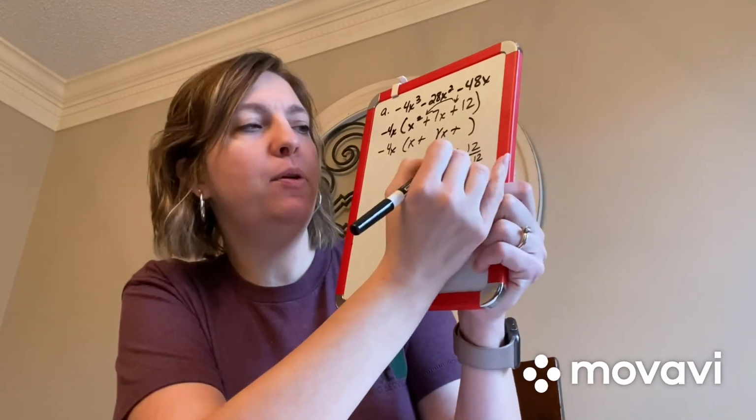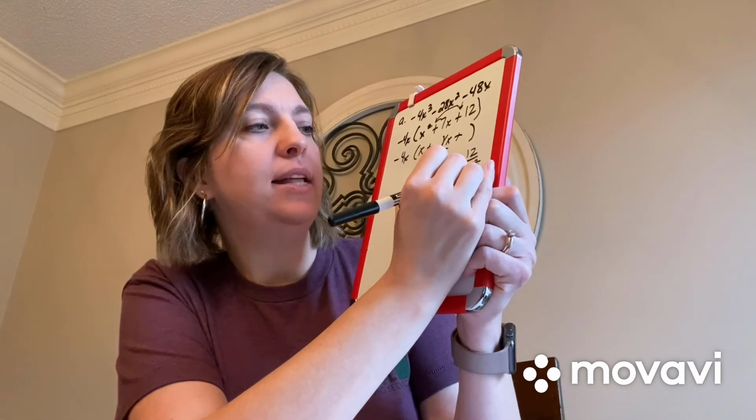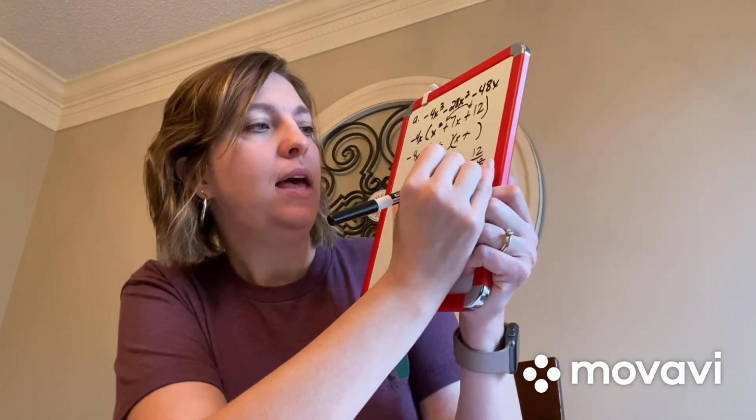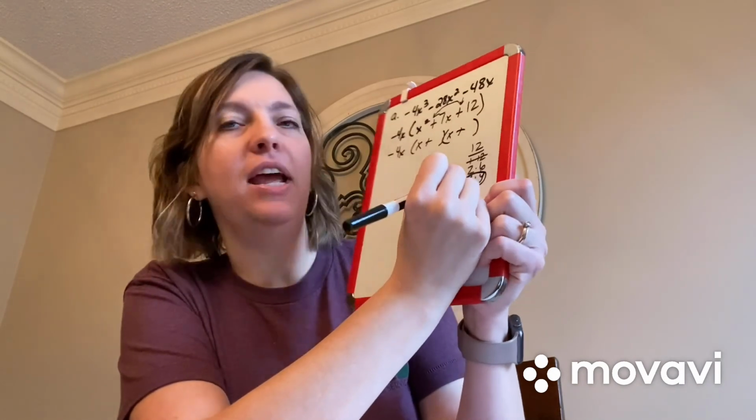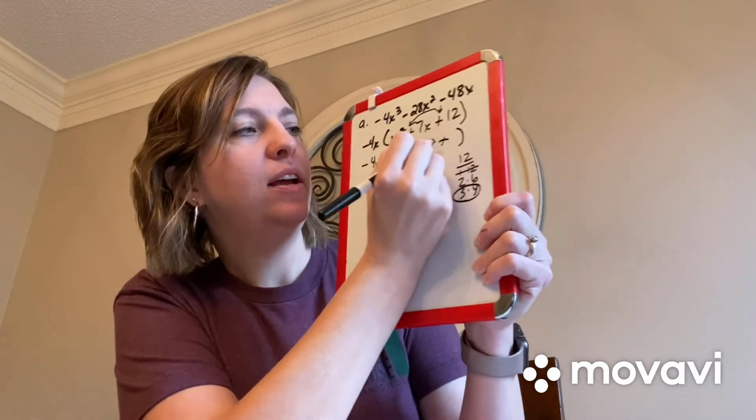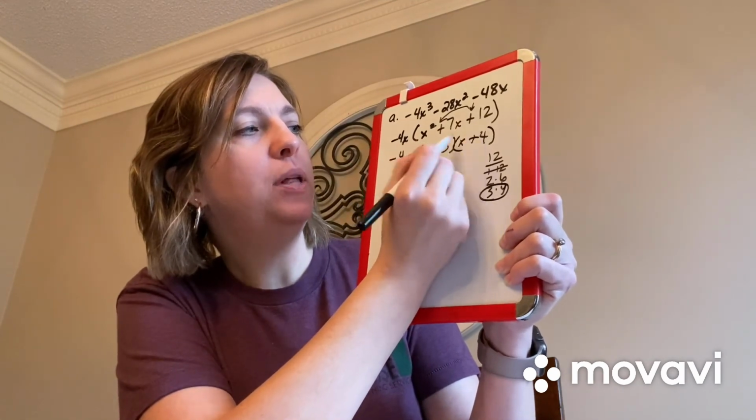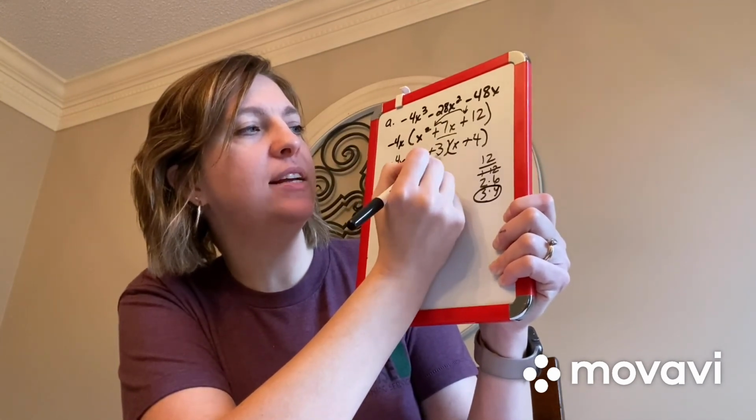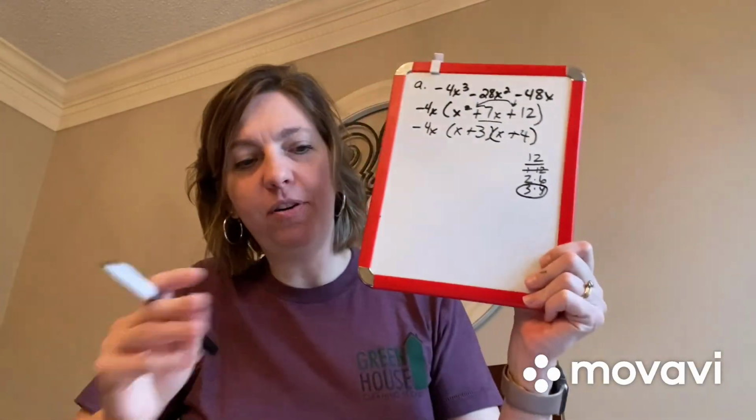I know it can't be 1 and 12. That adds to make 13. So 2 and 6, that adds to make 8. 3 and 4. Friends, we found it. 3 and 4 make 7. So it's going to be 3 and 4. Verify to check. X squared plus 4x plus 3x makes 7x plus 12. We've got it. So now we factored and we're finished.